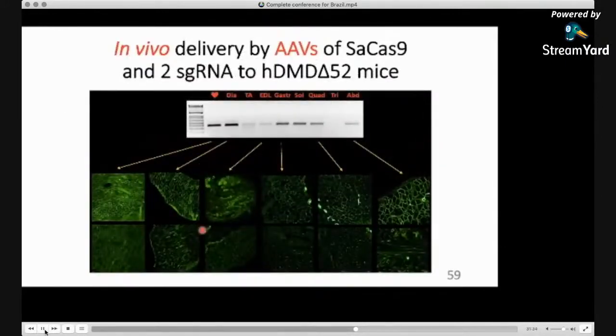We have injected to these HDMD Delta 52 mice AAVs coding for SaCas9 and 2 single guide RNAs. A month later, we observed in the muscle the expression of the human dystrophin gene, including in the heart.